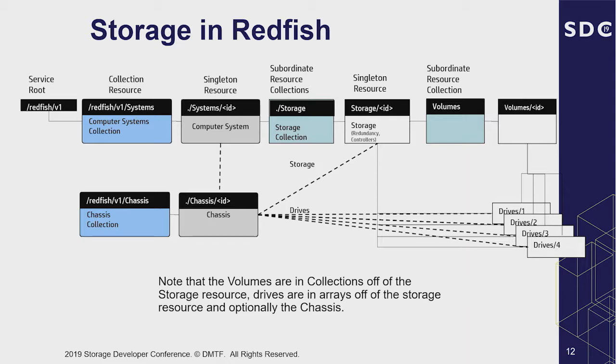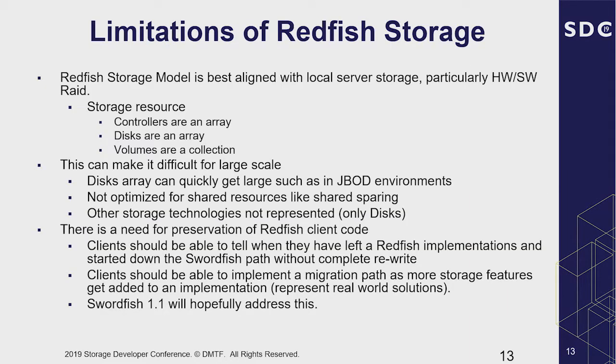Oh, look, there we have a note. So again, those limitations of the Redfish model: the Redfish storage model is best aligned with local server storage. It's really not meant for rack scales. It's meant for controllers that are in an array, the disks are in an array. Hopefully there's only one controller in that array. It's kind of odd. You'll see them where you've got redundant controllers. But the volumes are in a collection, and that gets difficult for scale, right? Because of that, array is hard to manage. You know, how big is too big for an array?